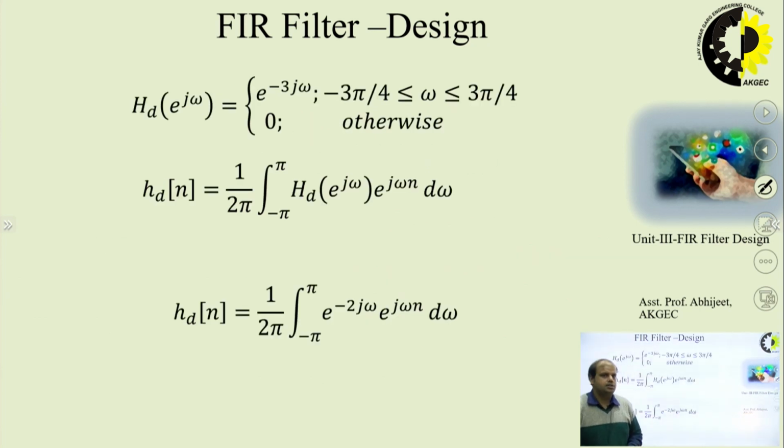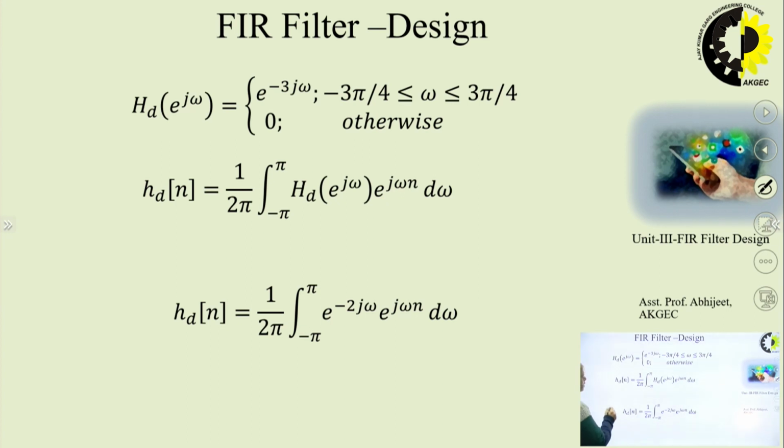So let us see this just for an example. Suppose we have a specification of a filter, where the value of tau is 3, and it is from minus omega c to plus omega c, which is minus 3 pi by 4 to plus 3 pi by 4.